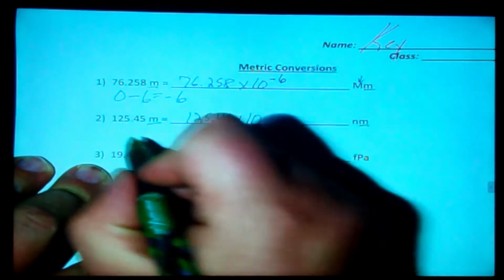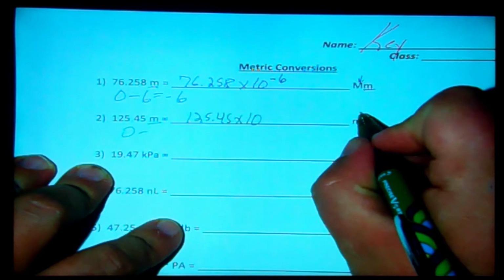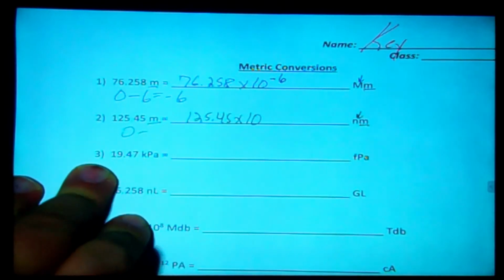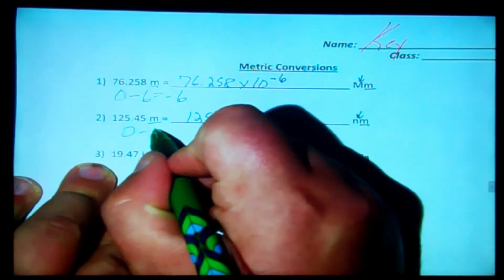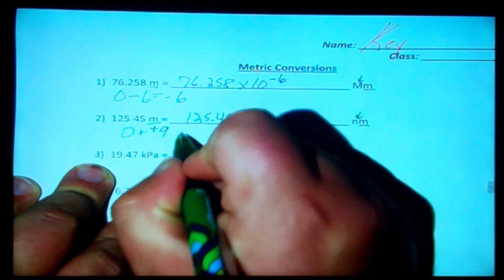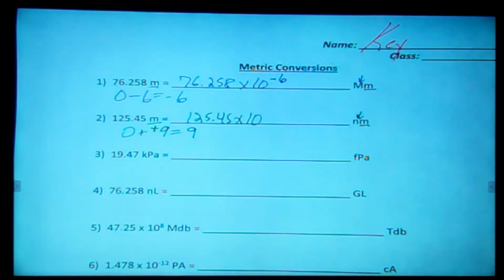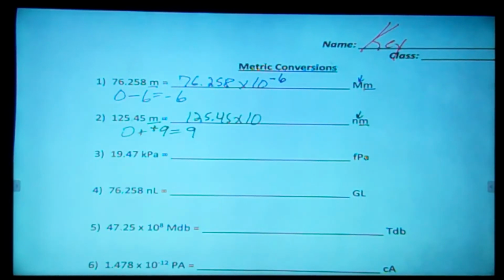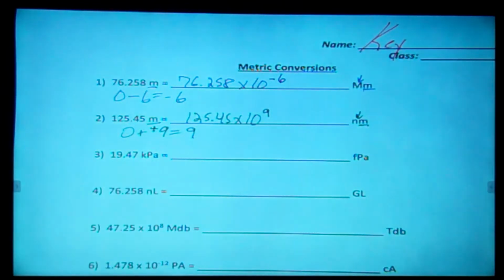So first, the base units of 0 minus nano is N. You should be remembering that nano is negative 9. Anytime you subtract a negative number, it's like adding the positive. So add the positive, which will be equal to 9. There's no exponent on the unit, so we won't have to multiply. And we didn't start with a scientific notation number, so we don't have to add anything. So our answer is 125.45 times 10 to the 9th nanometers.